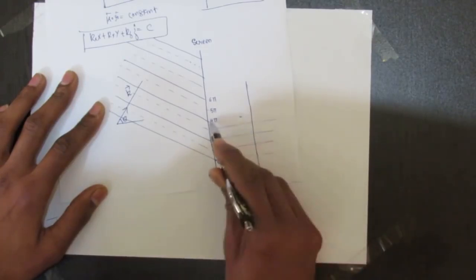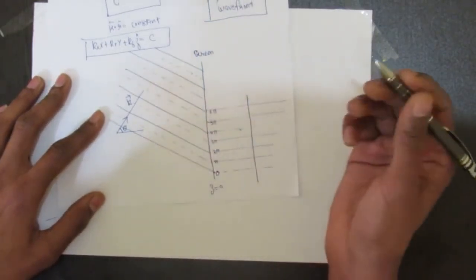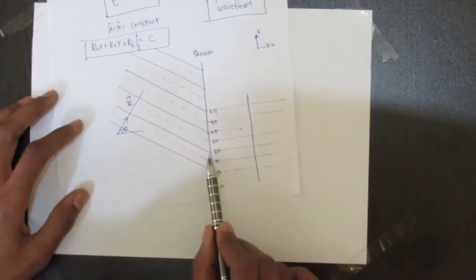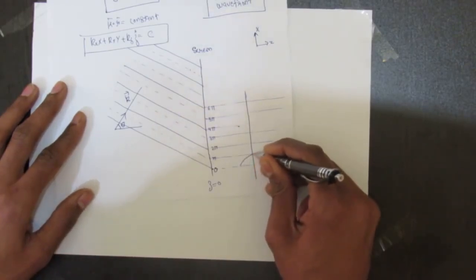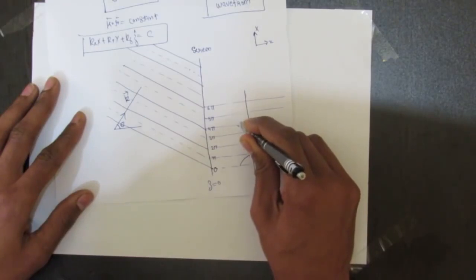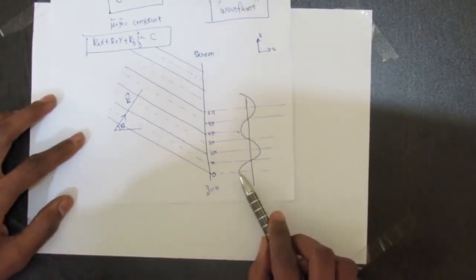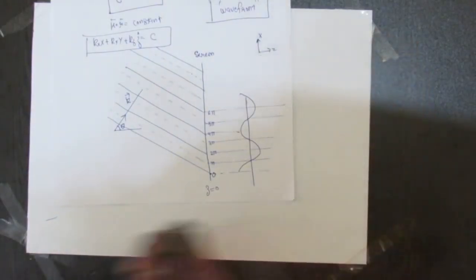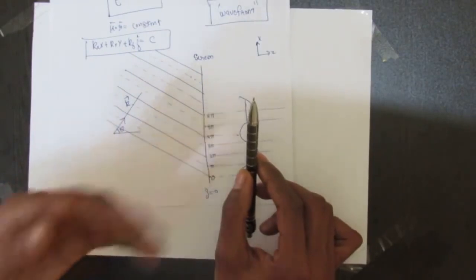Just wait, let me draw. Now if you scan across this direction, let's call this the x-axis, and this the z-axis. If you scan across the x-axis, you have a variation in phase. If you plot it, you will have a variation something like this. Because the variation depends on the spatial coordinate x, there will be some spatial frequency associated with this plane wave on the plane of observation.